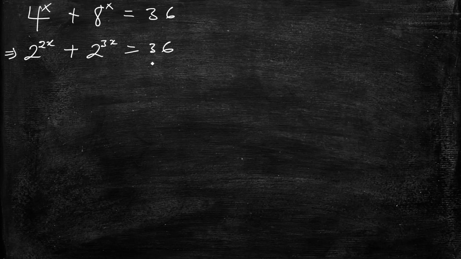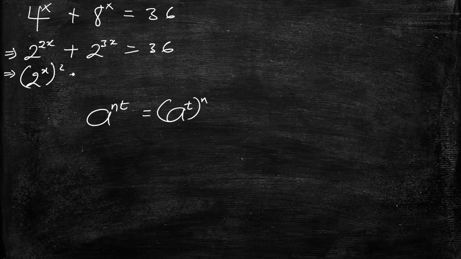All right, in case we're given a to the power n times t the same as a to the power t to the power n, we can say (2 raised to x) all squared plus (2 raised to x) all cubed minus 36 equals 0.